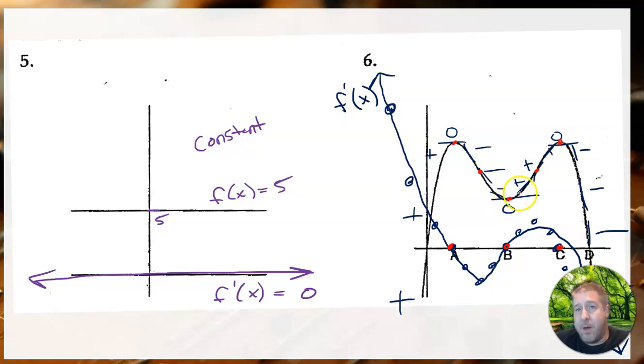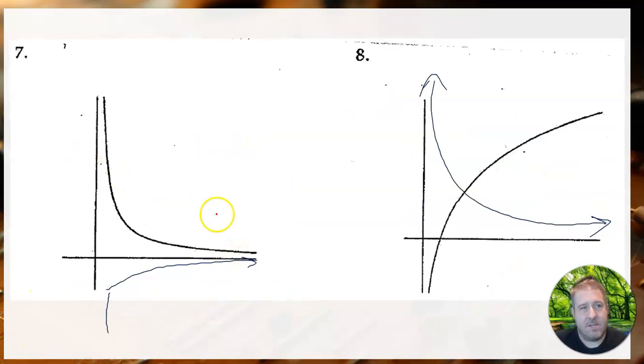It's going bigger, bigger, bigger slope, and then it's becoming less, less, less, till it gets to here. Bigger, bigger, bigger, less, less, less, till it gets back to zero. And then it's going to go down by more and more. It's going to go more and more negative as you go further to the right because it's going down quicker and quicker. Okay, so number 7 and 8, so you can kind of get the idea.